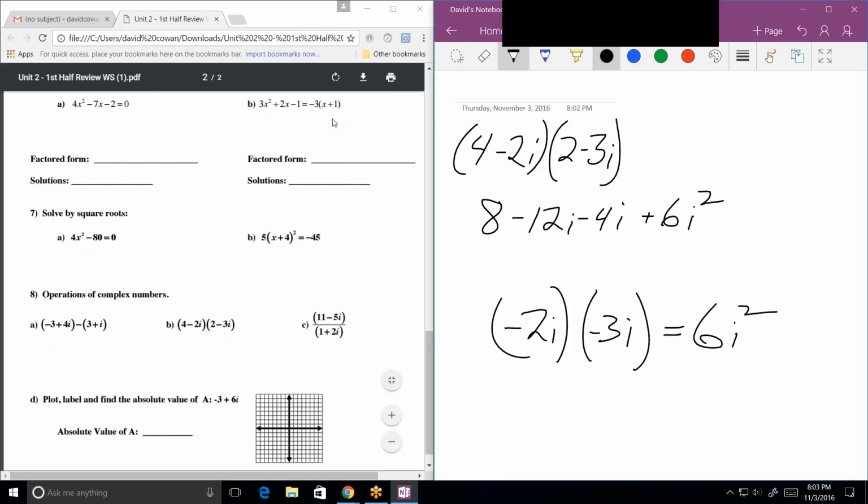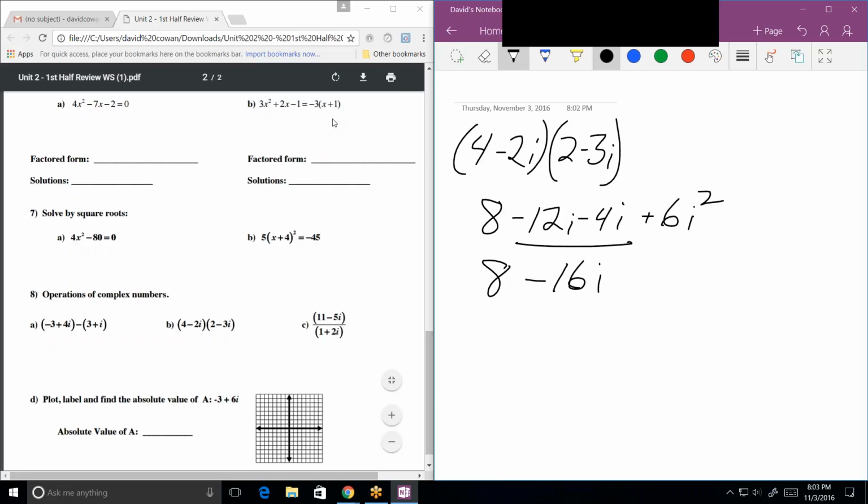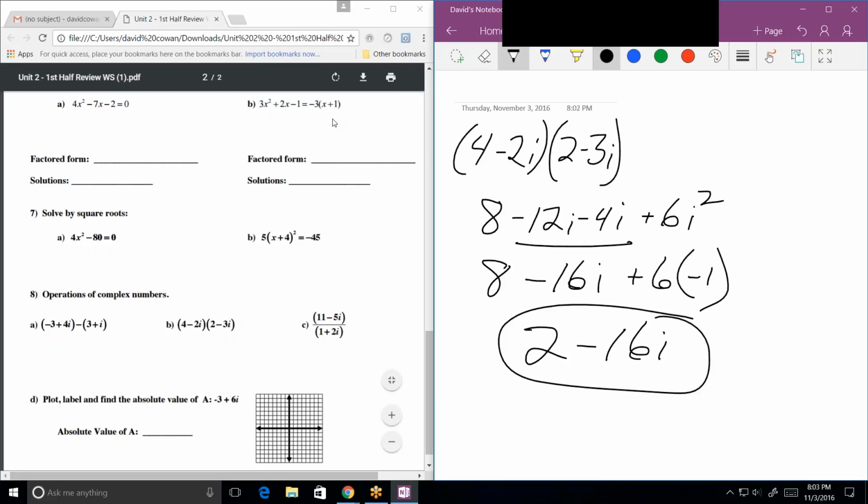Okay? Now, here's the thing. i squared is a real number. It's equal to minus 1. So whenever you're doing these problems, you want to convert all your i squareds to minus 1. So this is going to become 8. I'm going to combine those two terms, minus 16i, plus 6 times minus 1. Well, that's 8 minus 6, 2 minus 16i. There's your answer. So whenever you have powers of i, you always want to convert it.